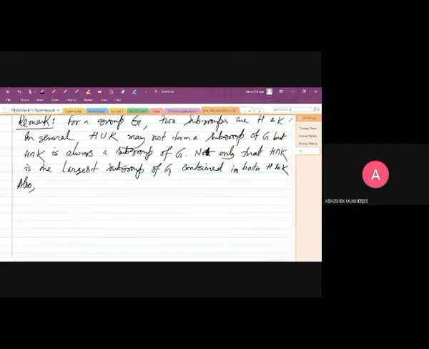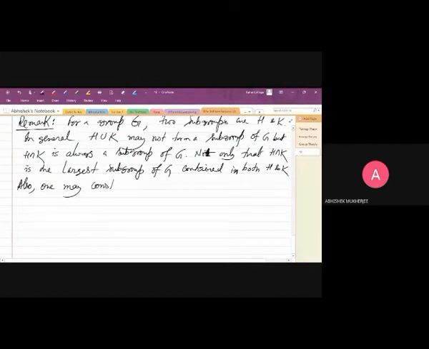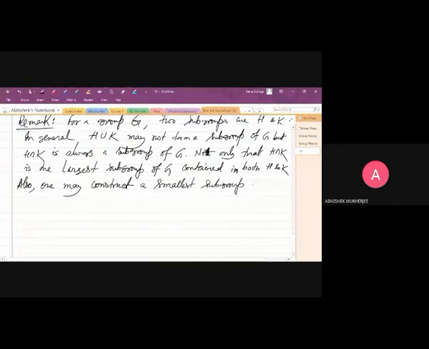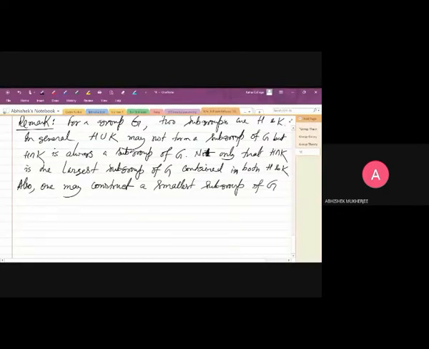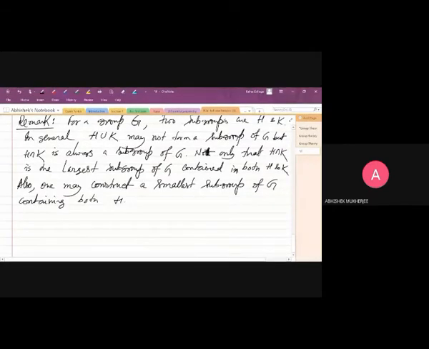Also, one may construct a smallest subgroup of G containing both H and K, right? So one may construct a smallest subgroup of G containing both H and K.